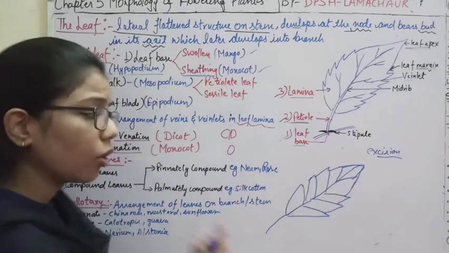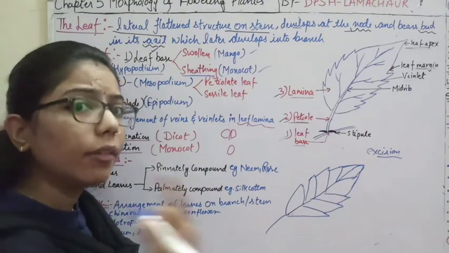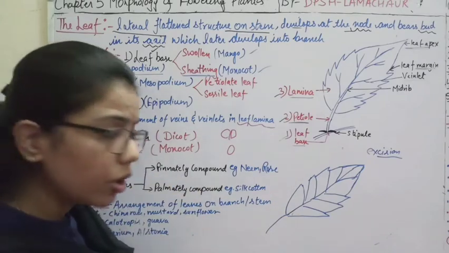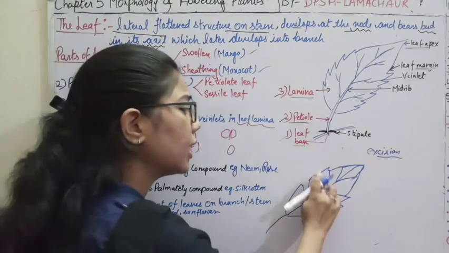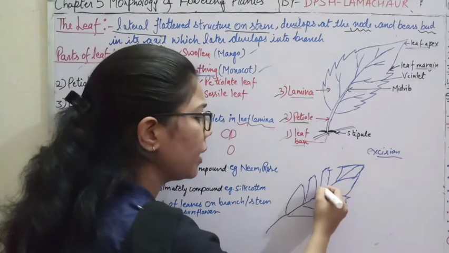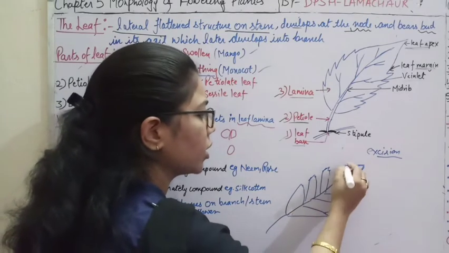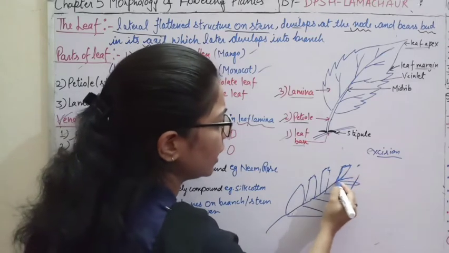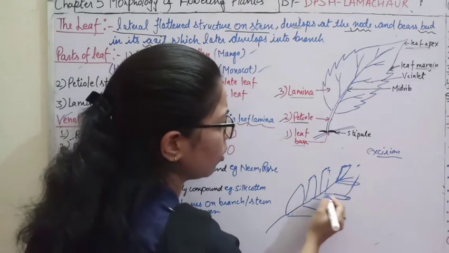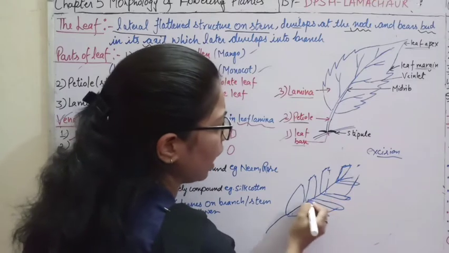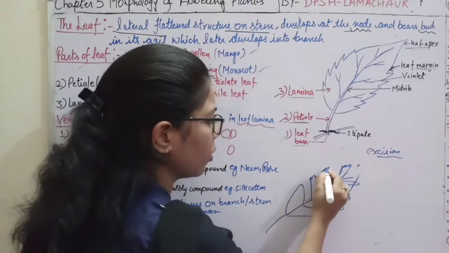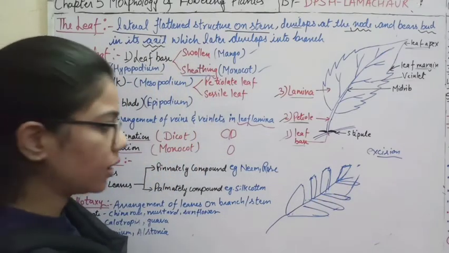I have drawn it because during evolution, earlier we had the simple leaf. As evolution took place, things got changed. The simple leaf got changed into the compound leaf. So what you are observing here is that each part has formed its own leaflet, and all of them are attaching to the midrib.